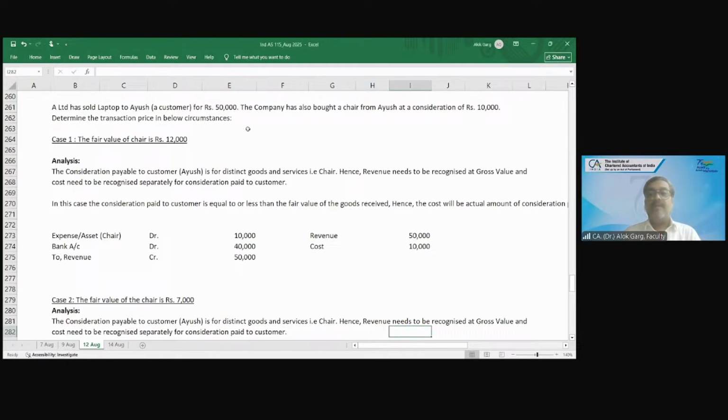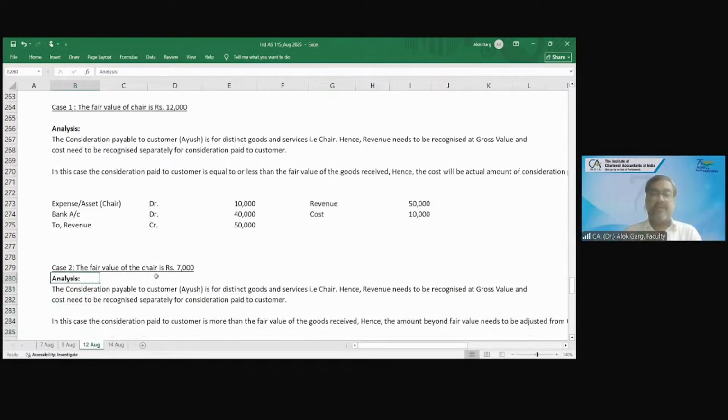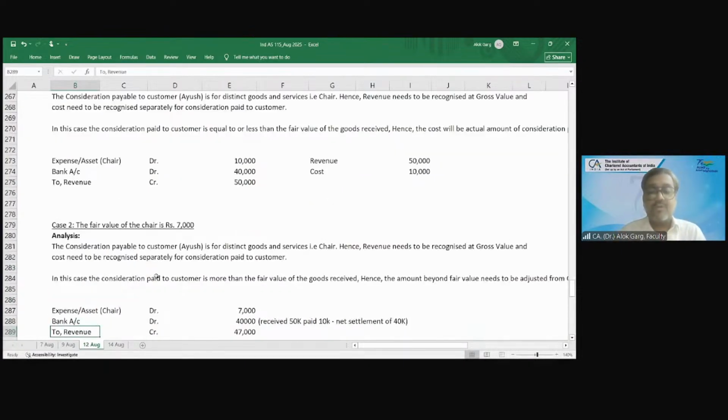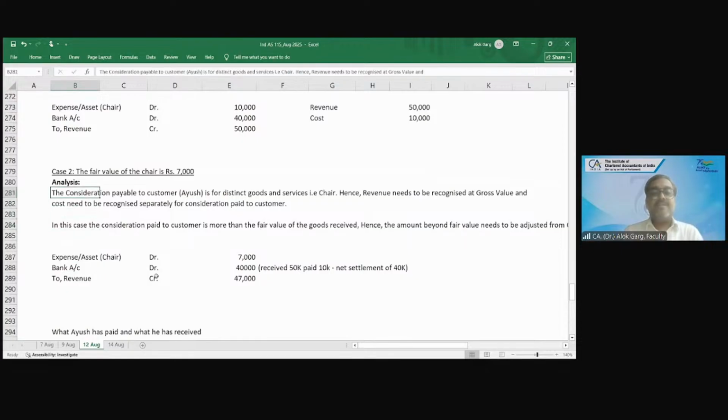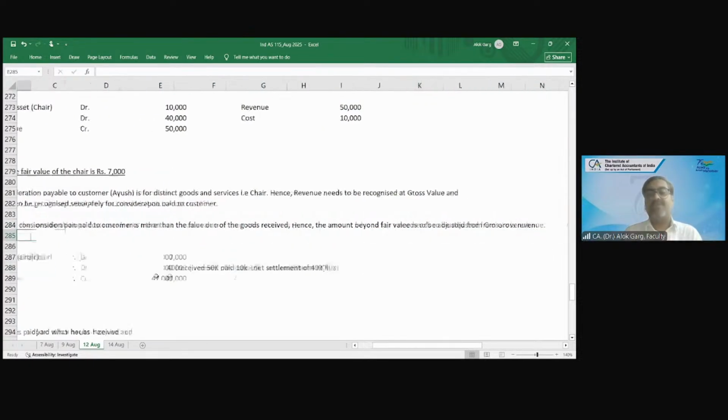Now the second scenario. The company has paid a consideration of 10,000, collected a consideration of 50,000, but the fair value of the chair is 7,000. So the market value of the chair is 7,000, but the company has paid to its customer 10,000. What to do here? So friends, the consideration payable to a customer is for distinct goods and services, which is a chair. Hence, revenue needs to be recognized at gross value and cost needs to be recognized separately for a consideration payable to a customer. In this case, the consideration paid to a customer is more than the fair value of goods and services received. Hence, the amount beyond fair value needs to be adjusted from gross revenue.